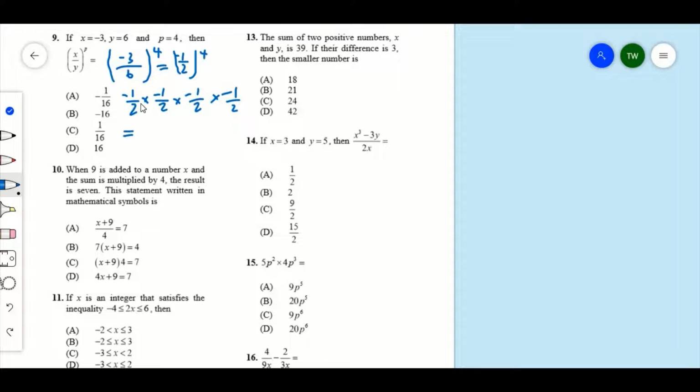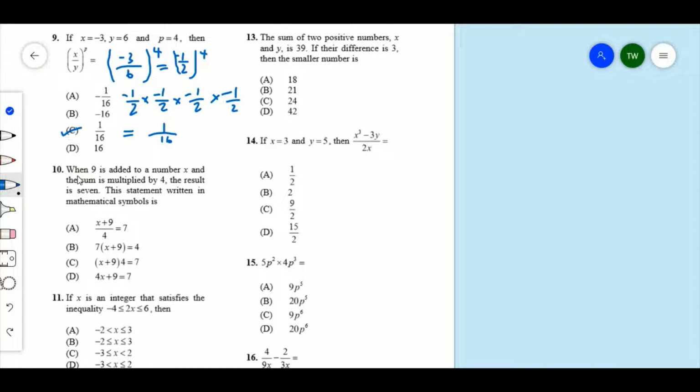So final answer is going to be negative 1 times negative 1, that's going to be positive 1. Positive 1 times negative 1, that's going to give us negative 1. And negative 1 times negative 1, that's going to give us positive 1. So the numerator is going to be 1, and then 2 times 2, that's going to be 4. 4 times 2, that's 8, and 8 times 2, that's 16. So our answer is 1 over 16, and that option is C.